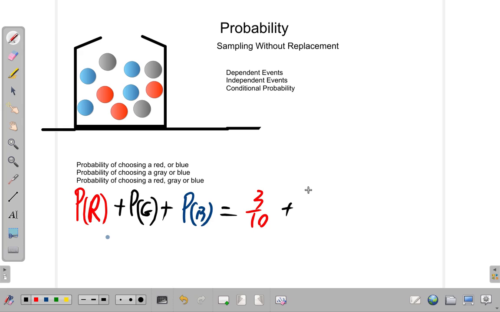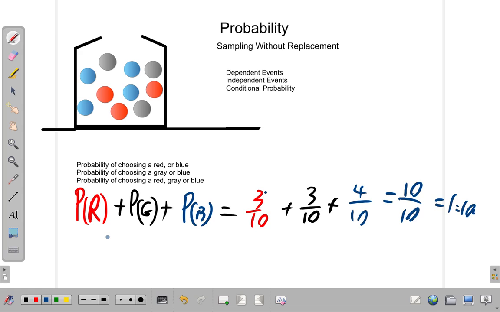How many grays you have? 3 grays out of 10. Or the probability that you pick a blue. How many blue you have? 1, 2, 3, 4. 4 blue marbles out of 10. So what do you have now? 3 tenths plus 3 tenths, that's 6 tenths plus 4 tenths, that's 10 tenths. So it's 10 tenths, which is 1.